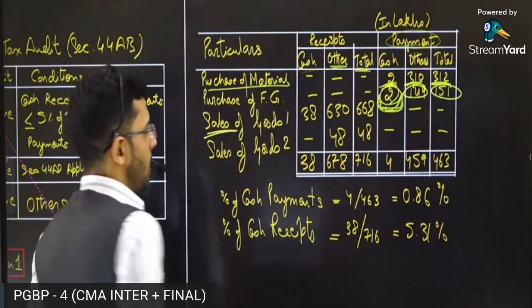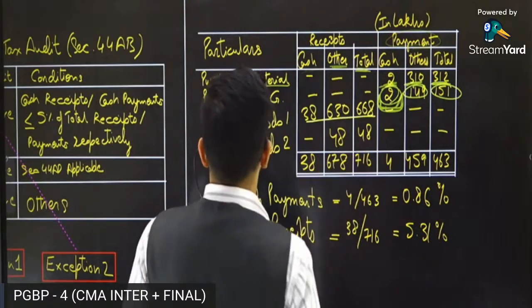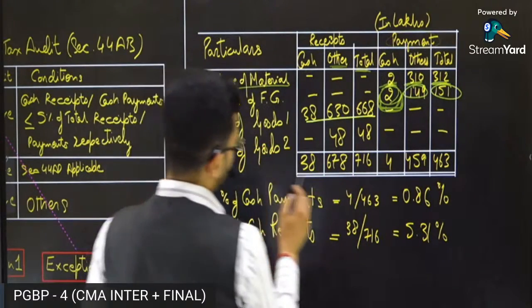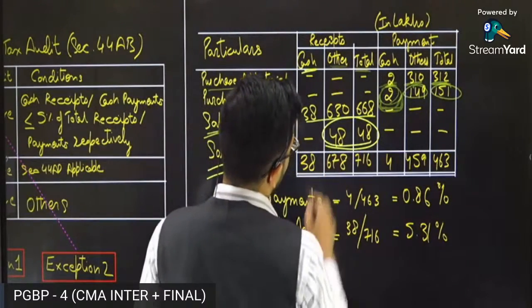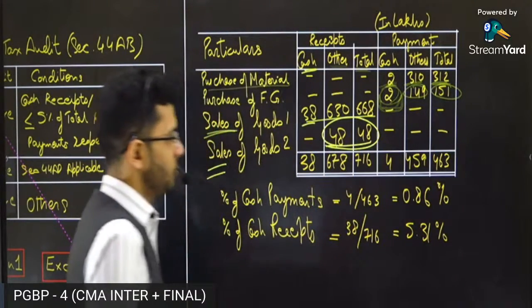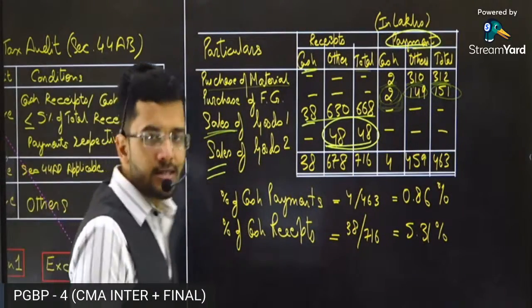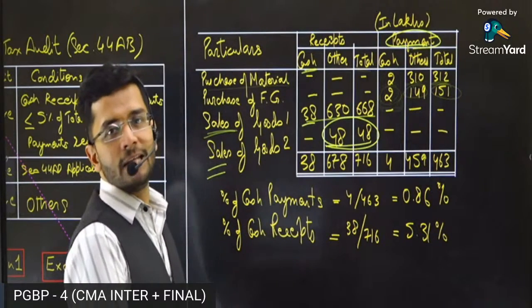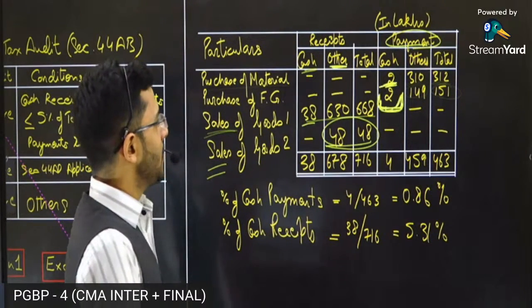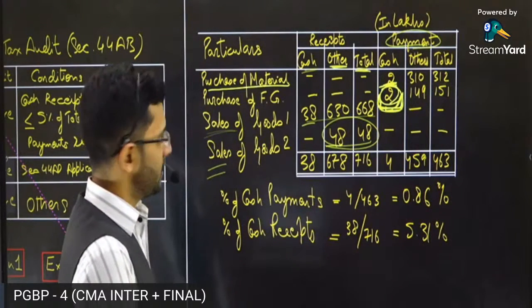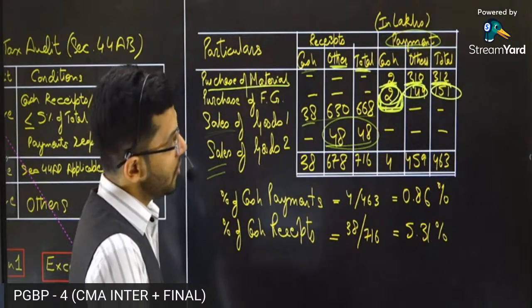Okay. Sales are made. Sales of good 1, sales of good 2. Good 2 is being sold. Cash, others, and in total, it's given to you. You need to ascertain whether tax audit is applicable on this particular enterprise or not.